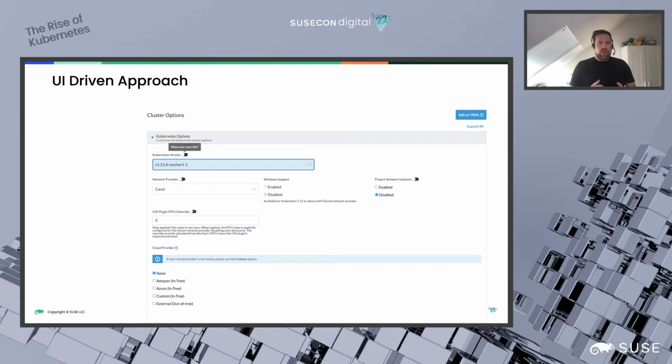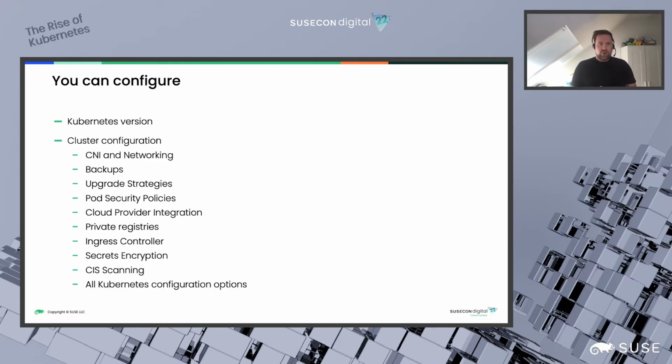And it's already quite great, because you can make the Kubernetes version configurable and include inside of the cluster template as well as all the other cluster configuration options, such as container networking, backups, upgrade strategies, and all that is possible when creating a cluster.